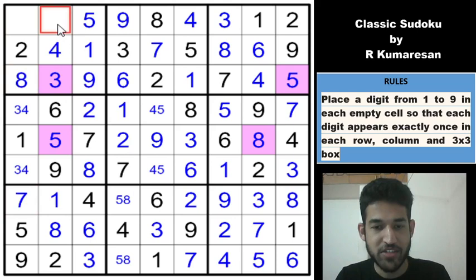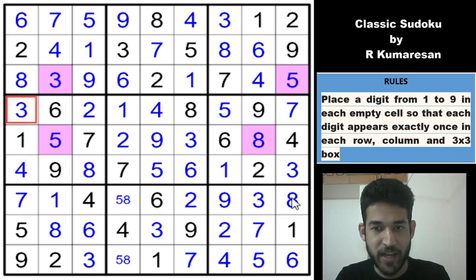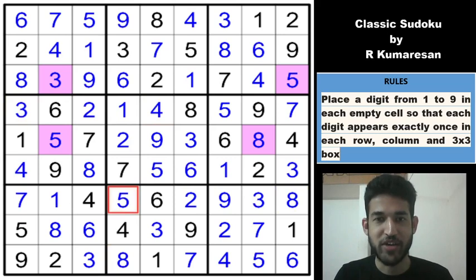You have a 7 here. So this is 7, this is 6 and this 5 resolves this 5, 4 pair and this 4 resolves this 4, 3 pair and this 8 resolves this 8, 5 pair. And with that we have completed this Sudoku, guys.